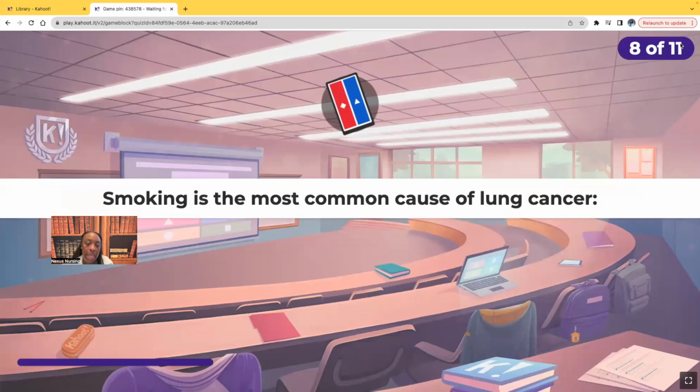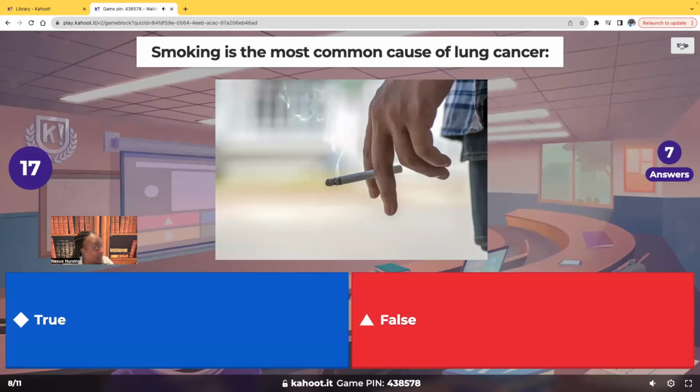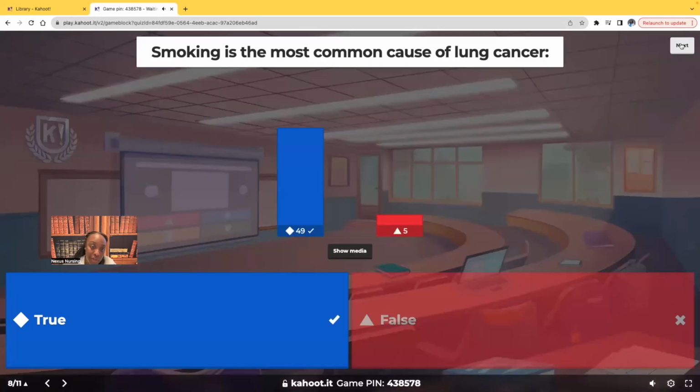True or false? Smoking is the most common cause of lung cancer. Is that true or is that false? Okay, very good. Most of you guys chose the correct answer. That is true. After smoking is radiation therapy, having a history of exposure to radiation.